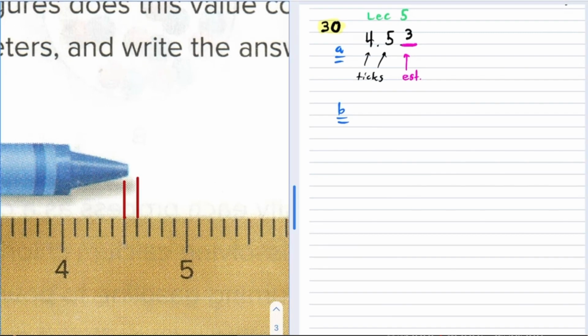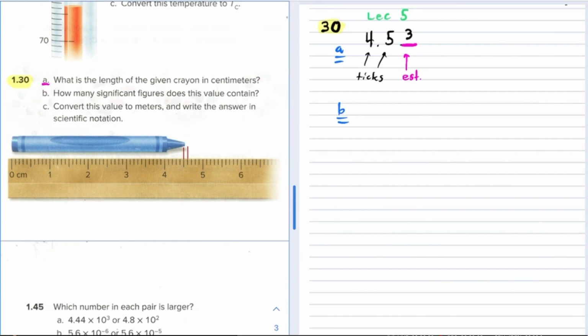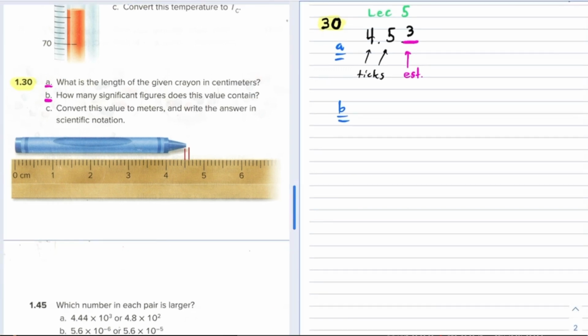Okay, so question B. So what's the next one? B asks, how many significant figures does this value contain? Well, once you have the measurement recorded properly, it's easy to count sig figs. Oh, I forgot something in the measurement. Never do this. You always need the units. Okay, the length of the crayon is 4.53 centimeters. Okay, so that's the measurement.